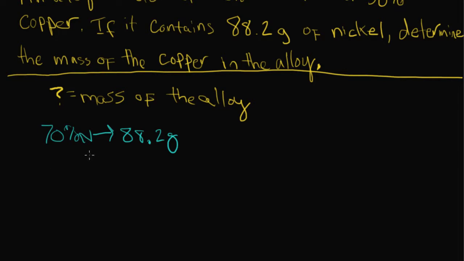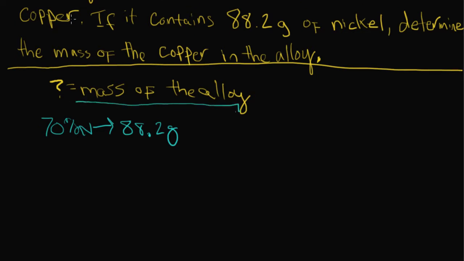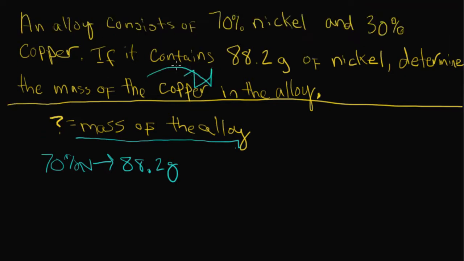So, knowing this, we can solve for how much total mass is in the alloy and then use that to solve for copper, because it says determine the mass of the copper in the alloy. So we need to determine what this is here. What you do is first convert your 70% into a fraction or decimal, so 0.70 or 70 parts of 100. And we'll just use this decimal here because we're going to be plugging it straight into a calculator in just a second.